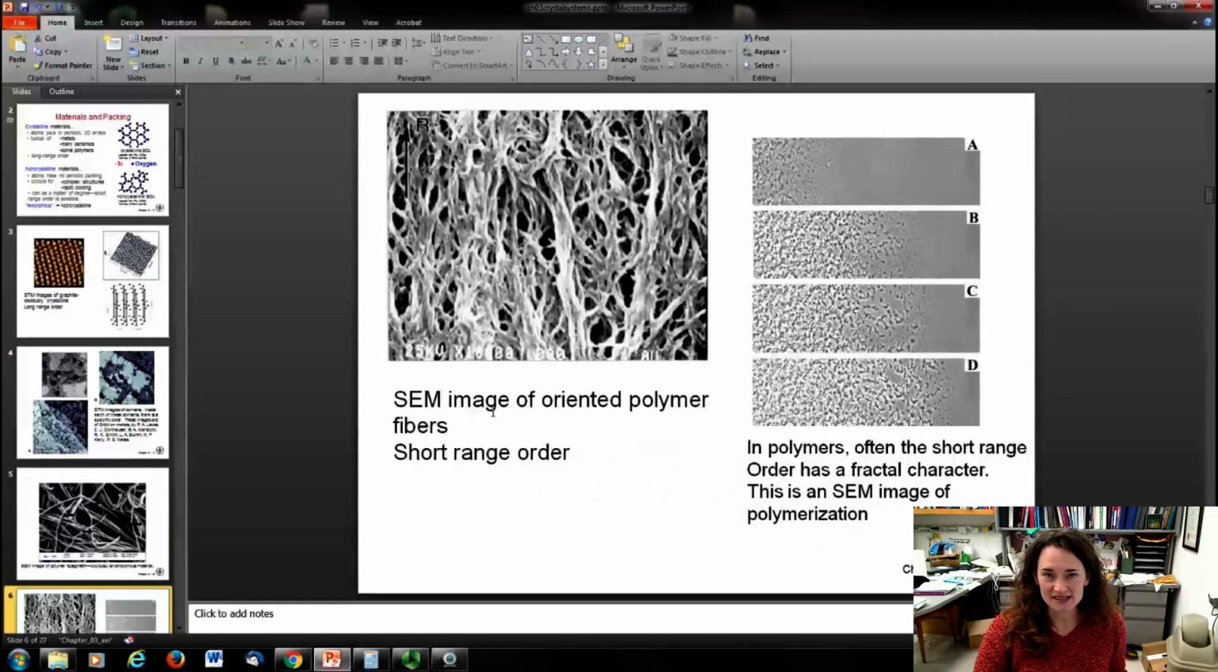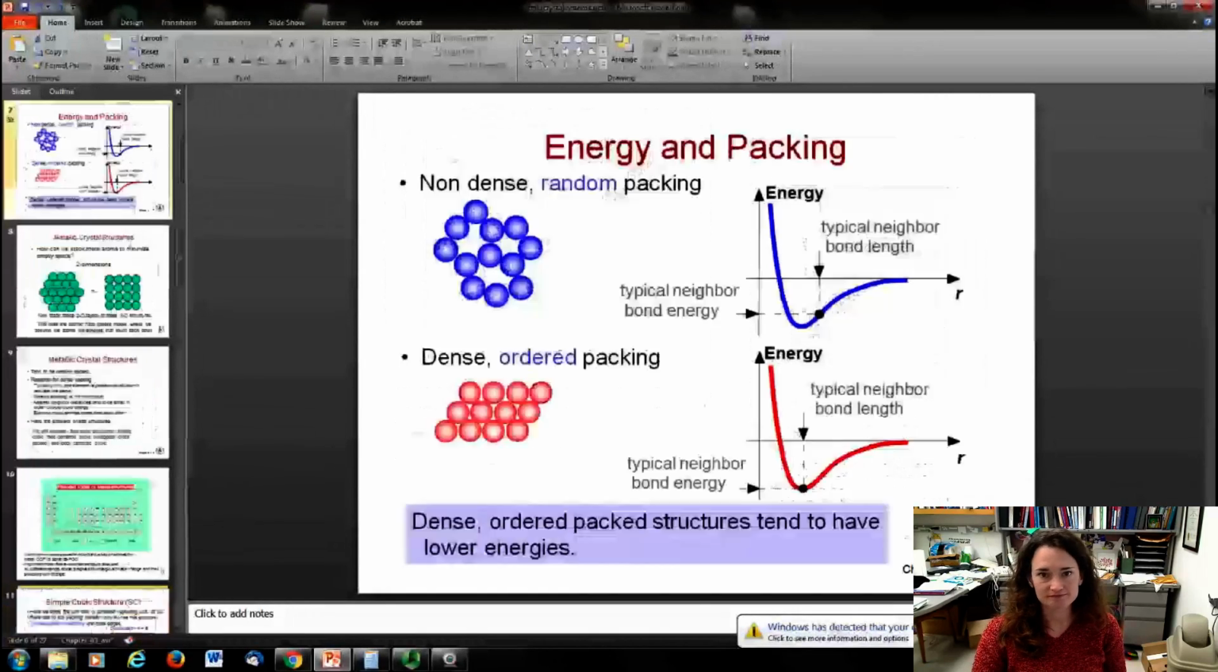And this is a scanning electron microscope image of an oriented polymer fiber. So here you have short range order, and you can see that the polymer is growing in a specific direction. You can see here it's oriented vertically on your screen, and it's growing that way. And lots of times in polymers, the short range order is going to have a fractal character. And this is an SEM time series image of something undergoing polymerization. You can see it has kind of a fractal structure as it moves out, so that's fun.